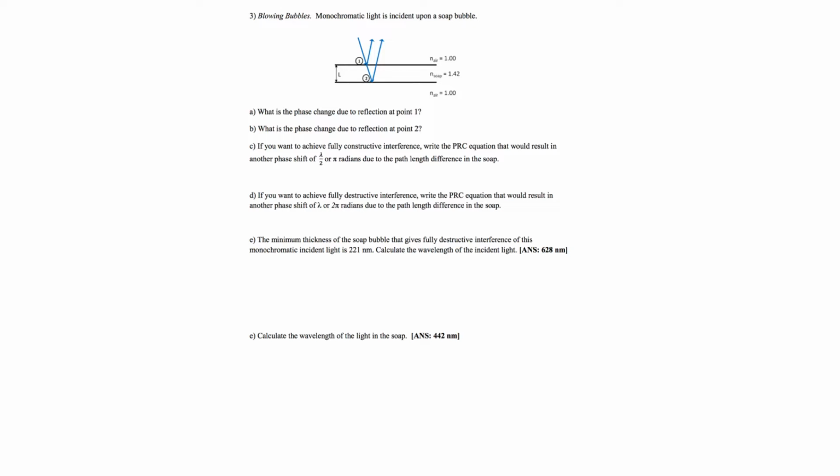Okay, so looking at point 1, we get a phase shift of pi radians, or half a wavelength. At point 2, we get no phase shift, right? So if we go from low to high, pi, from high to low, no. So no phase shift there. So if we wanted fully constructive interference, again, we would want this path length difference to give us another phase shift of half a wavelength, so that these two light rays are back in phase with each other.